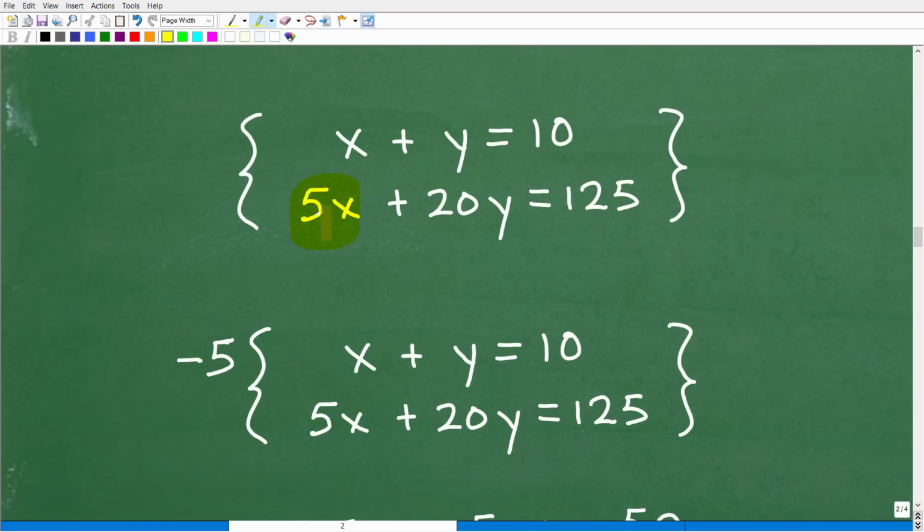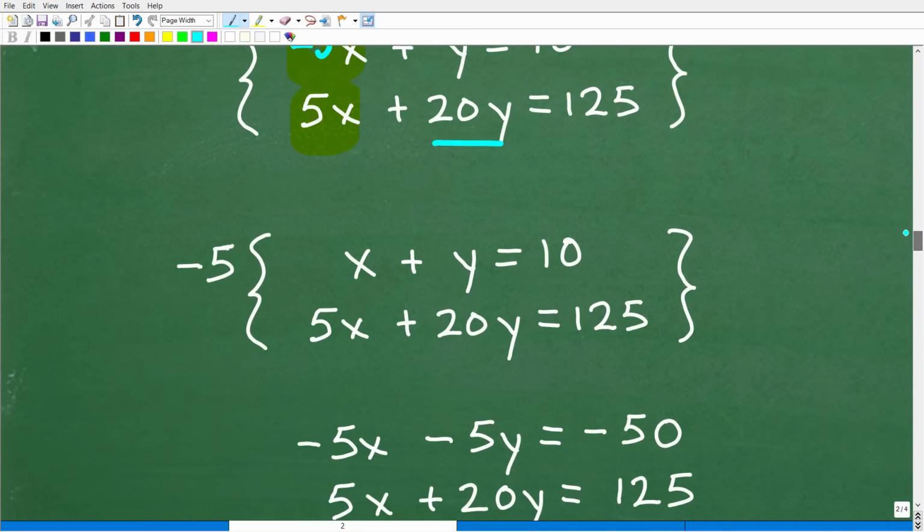So I have a 5x right here. I'm like, you know what? It would be nice if I had a negative 5x right there, because if I combine these two, I get rid of the x variable. I'm just left with y's, and that's what you have to do when you're solving linear systems: you need to get rid of one of the variables. You either do that through elimination or linear combination or substitution. Again, this is really a matter of preference, but you do definitely need to know both techniques.